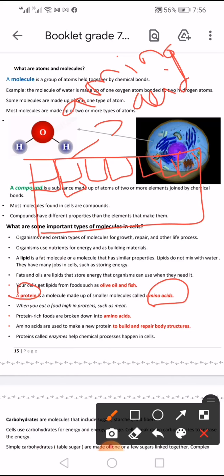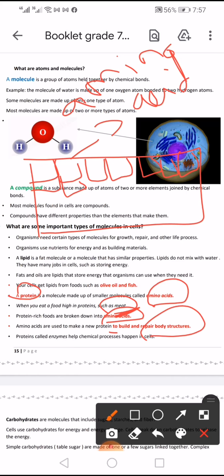So what happens to the meat, or to this protein? When you eat food high in protein such as meat, what happens? When you eat meat, this food will be broken down in your body into amino acids. So what's important about amino acids? Amino acids are very important to build and repair body structure.